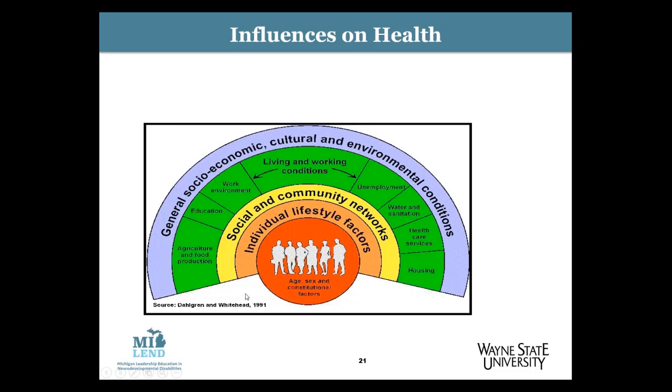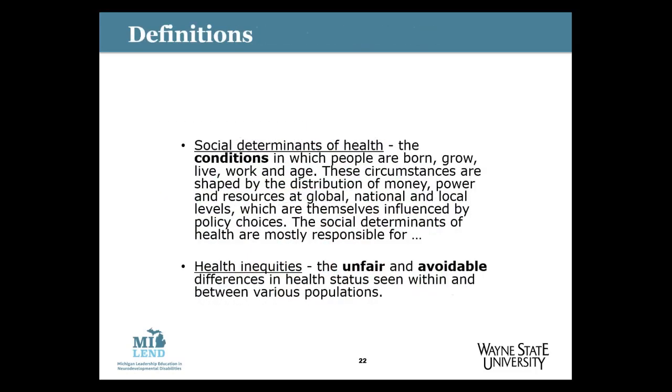But when we think about the concepts of social determinants of health, it's really important to take a step back and cast a broader lens that challenges us to think about the social and community networks in which that individual is operating, and also things like their educational and work environment, their living conditions, whether or not they are employed, basic needs such as water and sanitation, and housing. So in general, we're thinking about their socioeconomic, cultural, and environmental conditions when we talk about social determinants of health.